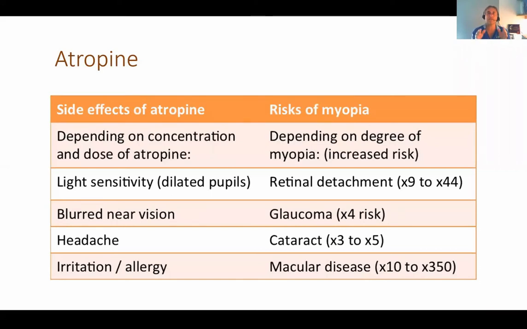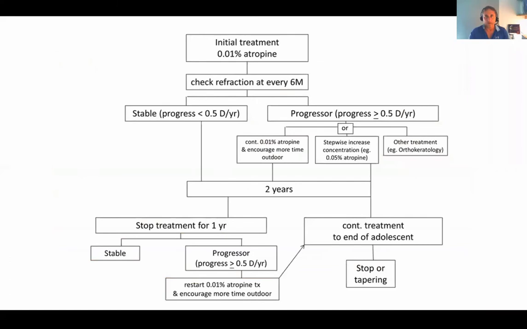So we need to balance risk-benefit again, the same as we are doing with contact lenses. The risk-benefit tells us that we have the risk of microbial keratitis with just using soft contact lenses, and we have the risk of macular degeneration in the future. So which one do you choose? And for me, this is very clear. So this is a compendium of the ideas we can use with atropine treatment.